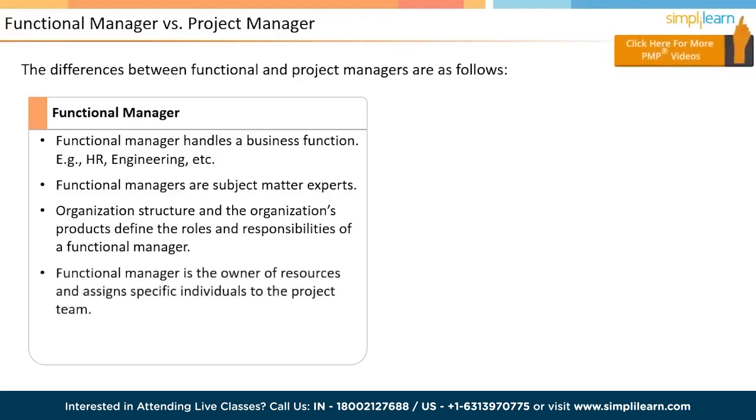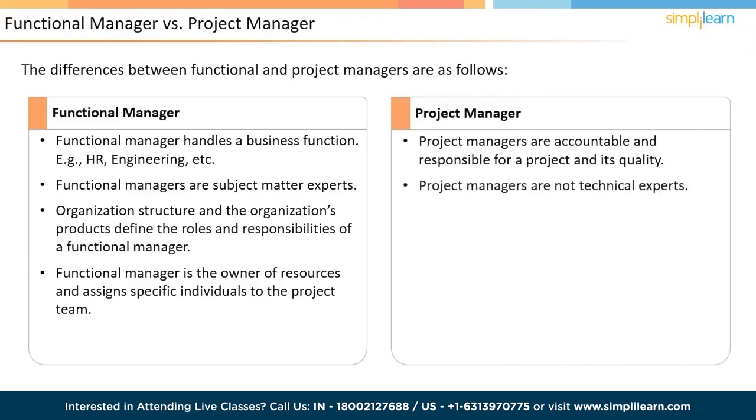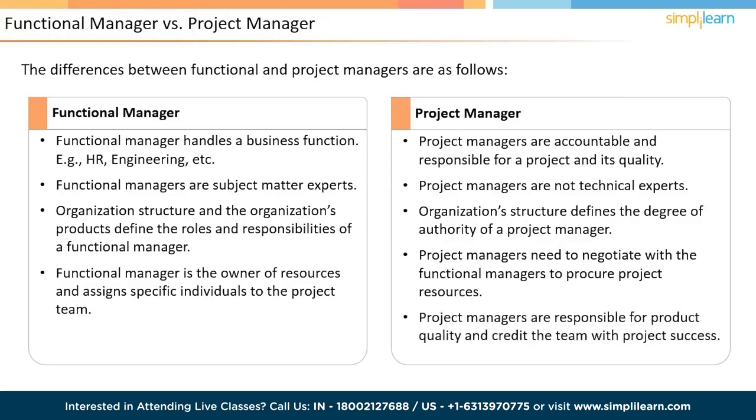Functional managers normally own the resources and provide the projects with necessary resources. They also negotiate with the project manager regarding resources. The project manager, on the other hand, is responsible and accountable for the success or failure of a project and the quality of the project. They are not technical experts. The project manager may not have authority over the resources, depending upon the organizational structure. They often have to negotiate with the functional manager for the resources and are responsible for the product quality. A project manager will credit the team with the success of the project and accept the blame for the failure.